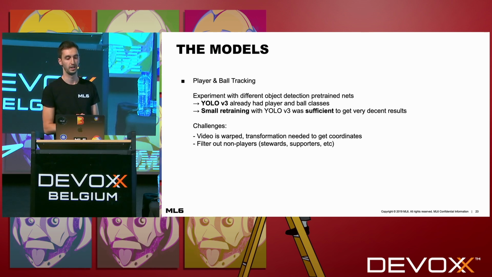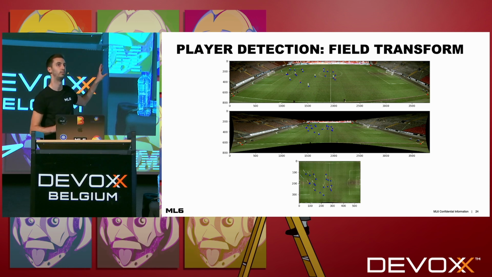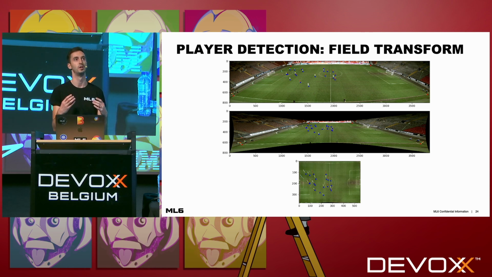One of the challenges that we had to face is that the video is warped. I'm going to show it to you. If you look at the upper image, you can see that the lines of the football field are warped. So if you want to go from bounding boxes to real field coordinates, you need to do a transformation. In the middle image, you can see that the frame is now dewarped so that the lines of the field are straight lines. So now you can actually calculate the field coordinates.